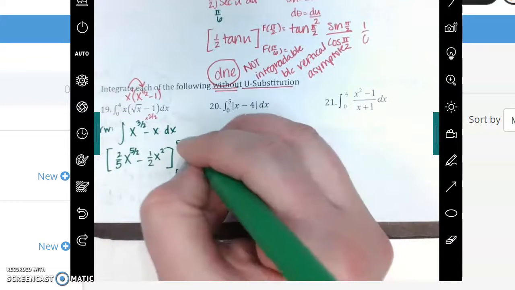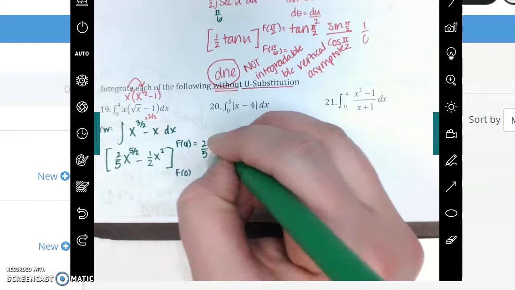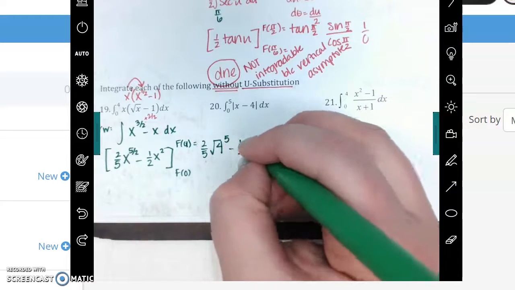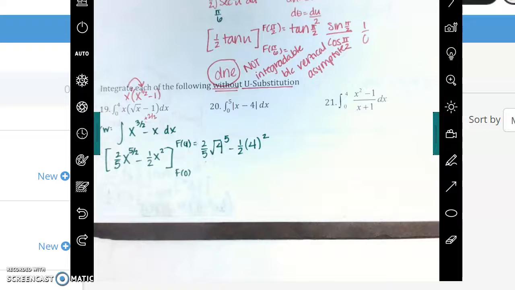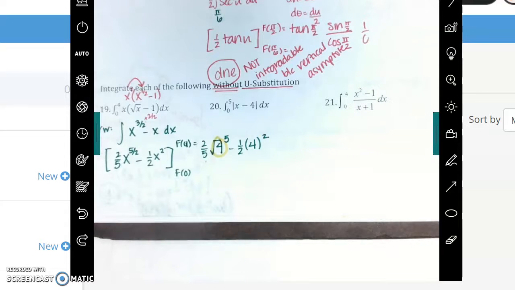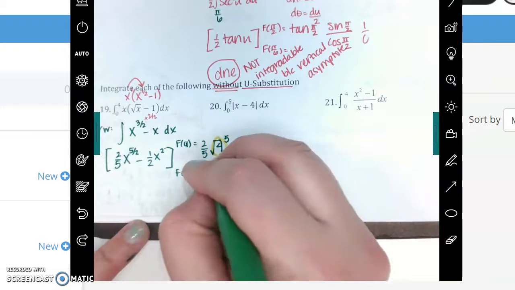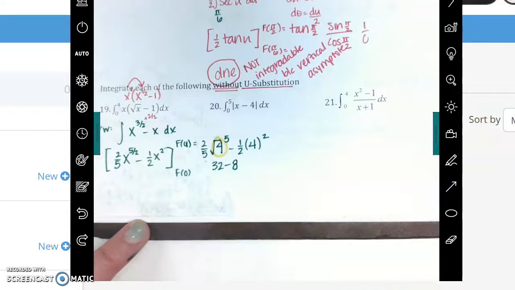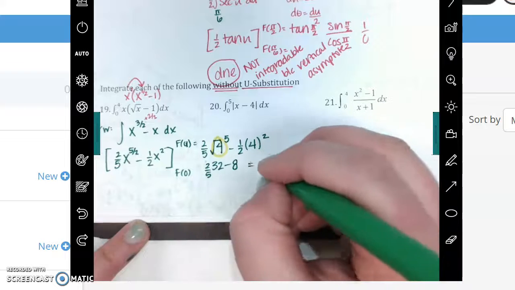Okay, plugging in a 4 first, I have 2/5, 4 to the 5th and square rooted, minus 1/2, 4 squared. Square root of 4 is what? 2. 2 to the 5th is 5 2's times together. So 2 times 2 is 4. Times 2 is then 32. So this is 32 minus 4 squared is 16. Half of that is 8. So that'd be 64/5 minus 8. Are we good with that?